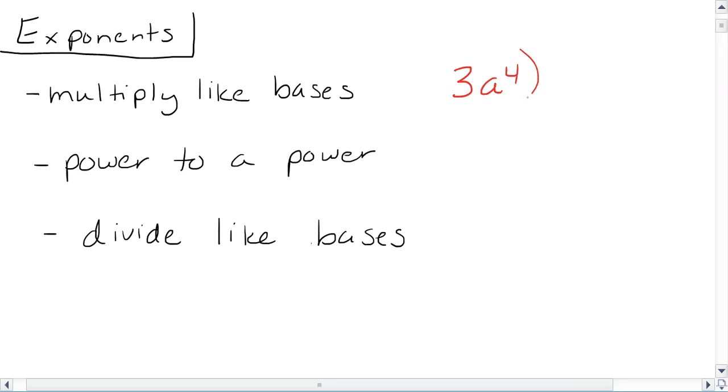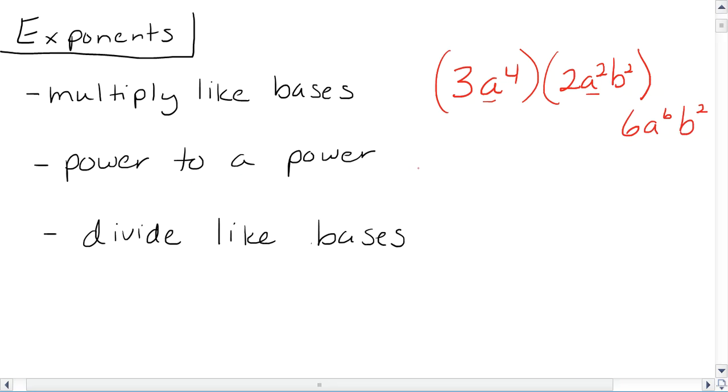When you multiply like bases, that's like if you had 3a to the 4th and you were multiplying that by 2a squared b squared. The like bases that we have in this problem are the a's. The numbers, you multiply them just as you always have. So 3 times 2 is 6. A to the 4th times a squared. When you multiply like bases, the shortcut was that you add exponents. So that becomes a to the 6th, and we just keep our b squared.